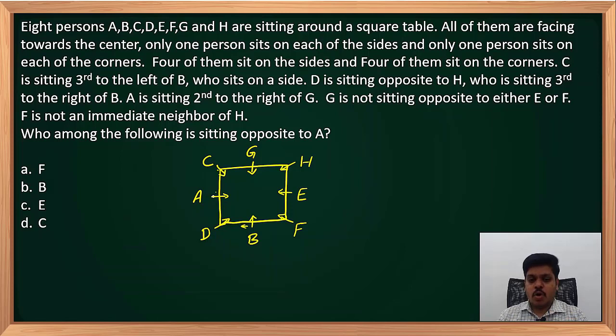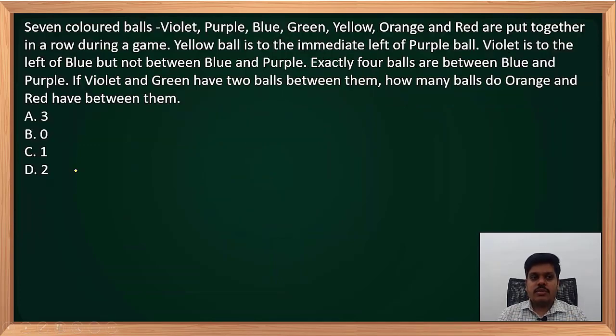Then who among the following is sitting opposite to A? That is the question. Opposite to A, it is E. So option C is the answer. Answer E. Moving to the next question.